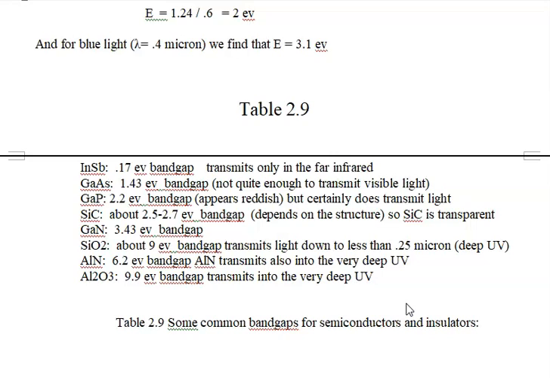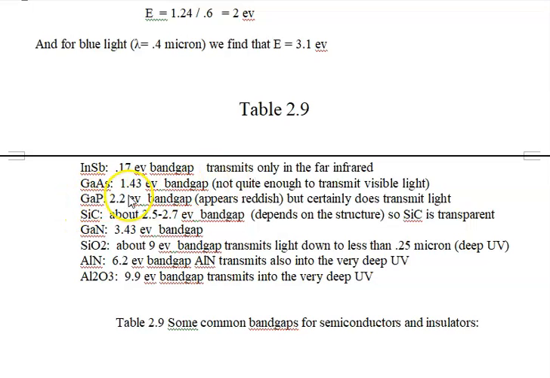Well, let's look at some examples here, starting out with indium antimonide. Both indium and antimony are really heavy, and even though they're a combination, we expect a narrow band gap. Well, it's certainly wider than tin, but it's a very small band gap. So it works out that it transmits only in the far infrared. Transmits, and we'll talk about that a little bit later on.